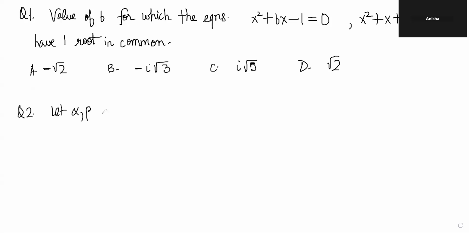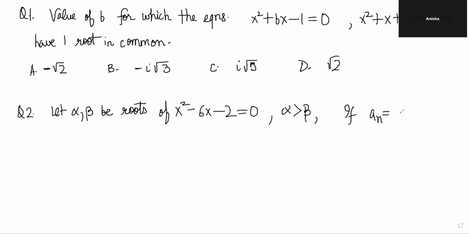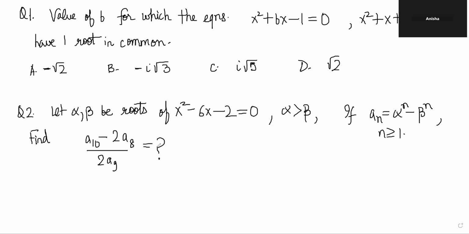Let alpha and beta be roots of x squared minus 6x minus 2 equals 0. Alpha is greater than beta. If a_n is equal to alpha power n minus beta power n for n greater than or equal to 1, find a10 minus 2a8 divided by 2a9. This type of question you have already seen before.